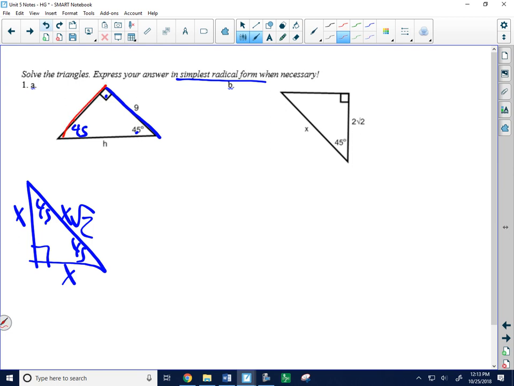Somebody want to raise their hand? Tell me what that leg is there in red. Brianna, go ahead. Yeah, because it's isosceles. What about the hypotenuse? Somebody else? Yeah. 9 radical 2. Thank you.